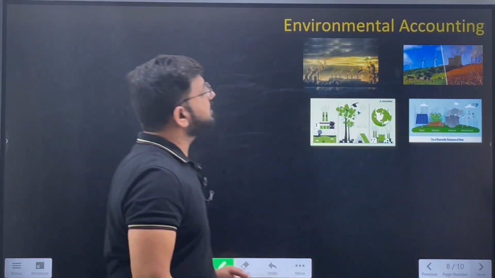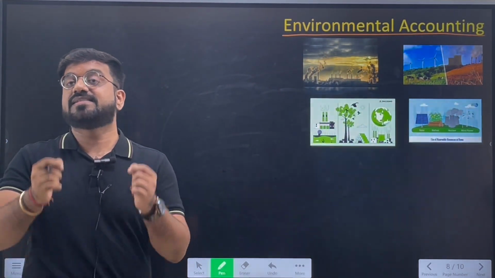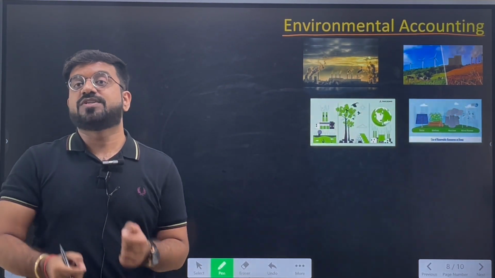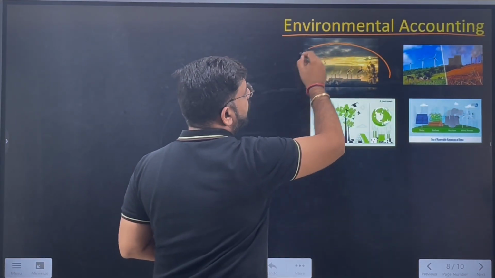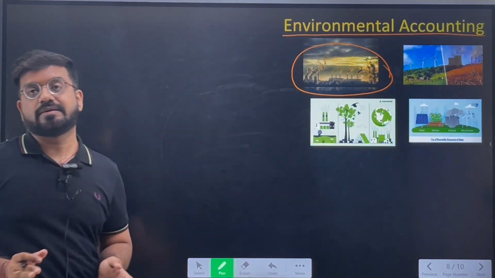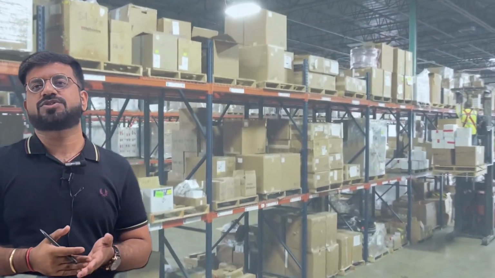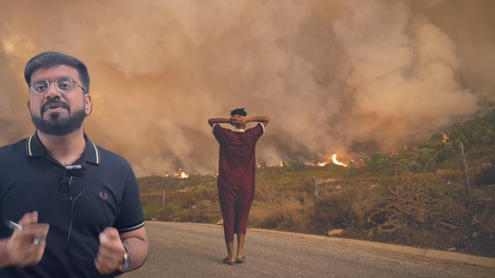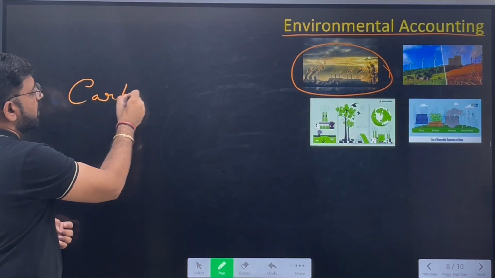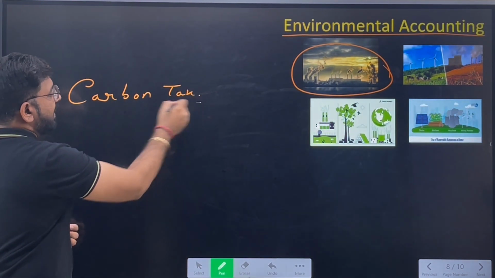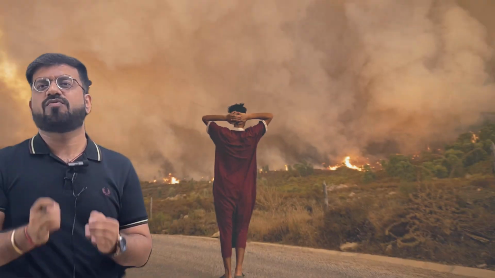Next is environmental accounting. This is the need of the hour. This is the most important topic in recent times, because there are so many industries polluting our environment. They are just producing goods and emitting lots of pollution, lots of carbon dioxide, which is harming our environment. So now there is a new tax, the carbon tax, where companies will have to pay an extra amount of tax if their factory is emitting a lot of carbon emissions.